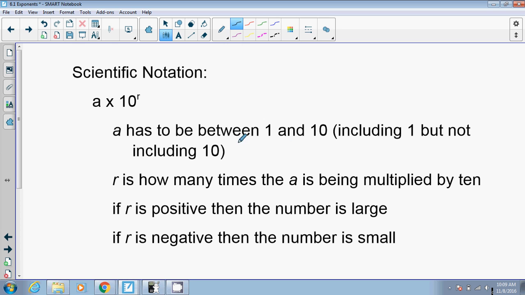The r, or the exponent in scientific notation, is how many times the a is being multiplied by 10. If that r is a positive value, then we know the number will be very large. And if r is a negative value, then we know that number is going to be small, so we have a decimal.